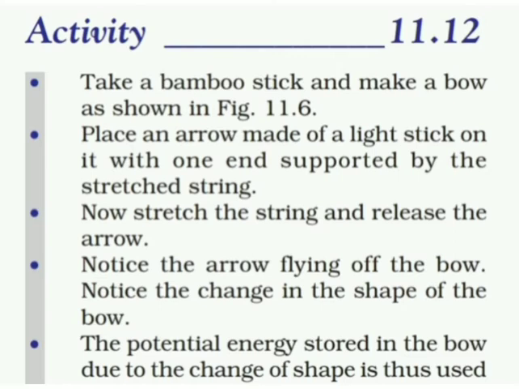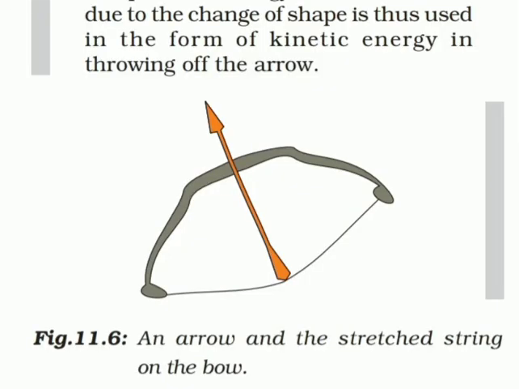Explain the observation. The potential energy stored in the bow due to the change of shape is used in the form of kinetic energy in throwing the arrow. When the string is stretched, the work done on it is stored as its potential energy due to the change in shape. When released, this energy is used in the form of kinetic energy in throwing the arrow. The bow regains its original shape.